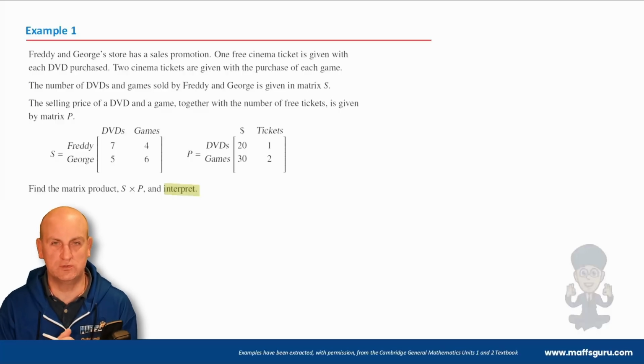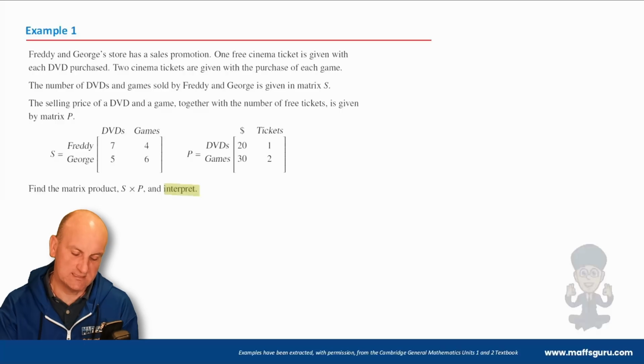Freddie and George's store has a sales promotion. 1 free cinema ticket is given with each DVD purchased, which I think is a bit weird, really. You've just bought a DVD. Why would you then want to go to the cinema as well? Anyway, 2 cinema tickets are given with the purchase of each game. The number of DVDs and games sold by Freddie and George is given in matrix S.